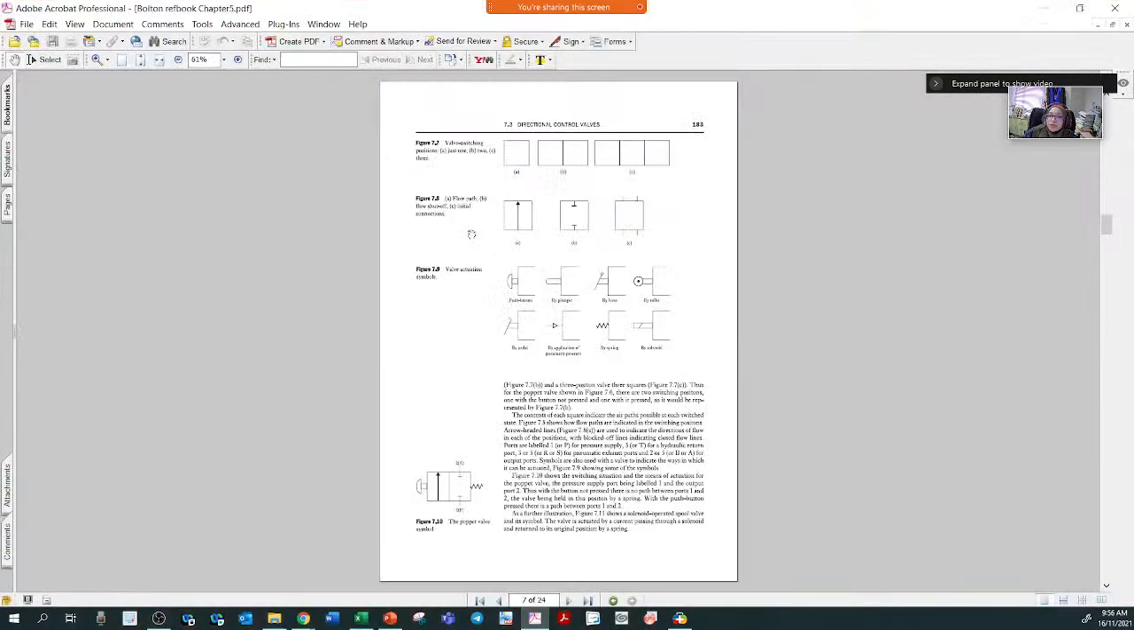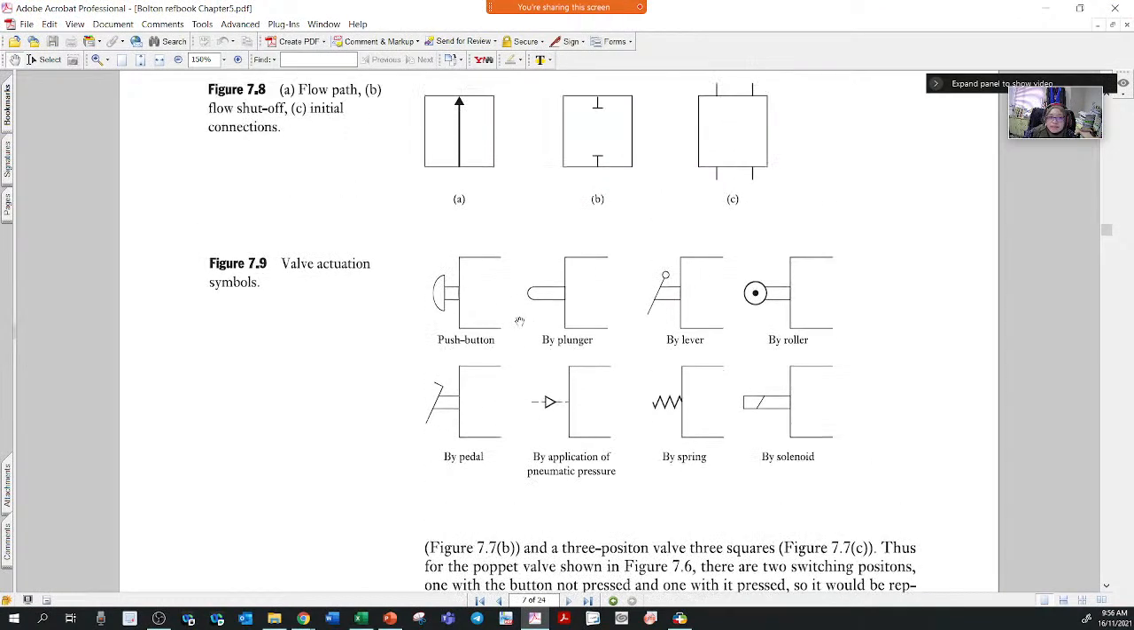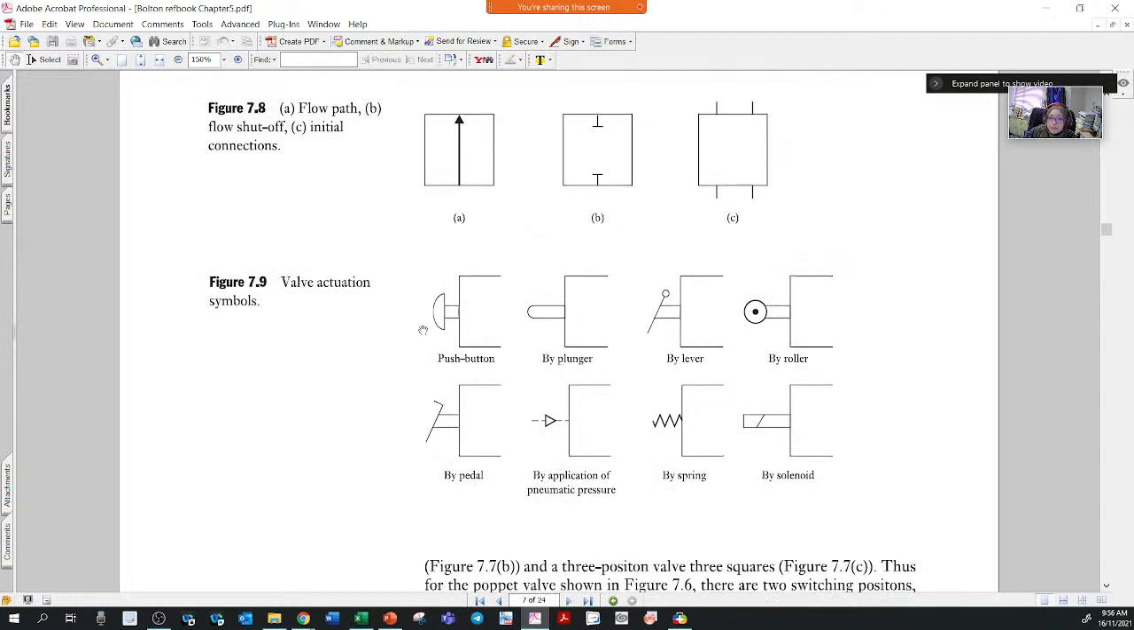If you go to the Bolton book, you can see there's a symbol here. You can see that there are actuation valve symbols. It's either by spring, by solenoid just now, and this one is by pressure. Actuation by pressure means without using a solenoid or signal. There are different types of actuation symbols also. The valve can be activated by a roller, by a lever. By a lever means an on-off switch. And then by a plunger, by push button, it is also able to switch on and off.